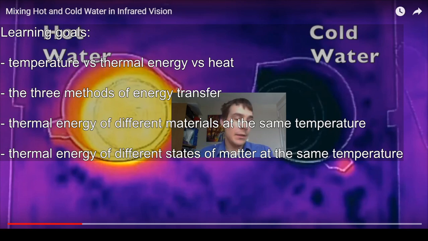Alright, hello SPH3U. This is video number 3. This one's about thermal energy. So first off, we're going to talk about temperature versus thermal energy versus heat. 3 related but very different physics concepts. We're going to talk about then the 3 methods of energy transfer, of thermal energy transfer specifically.